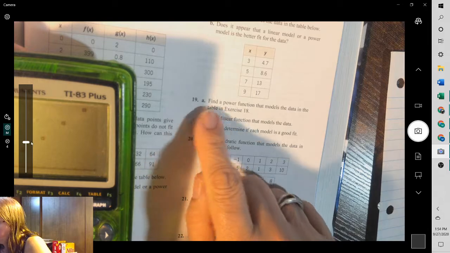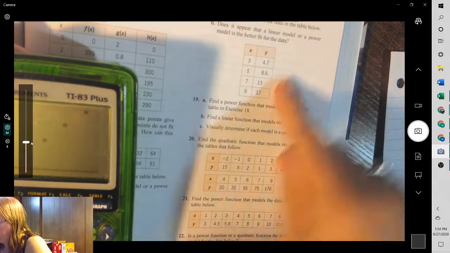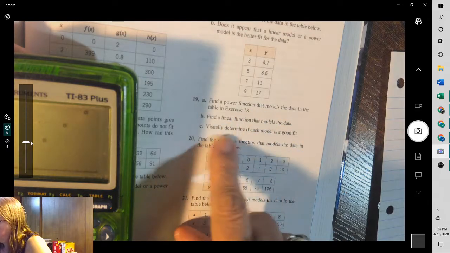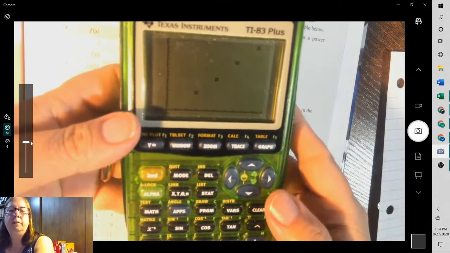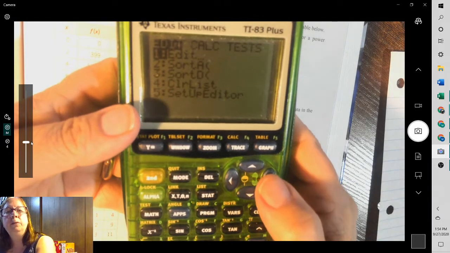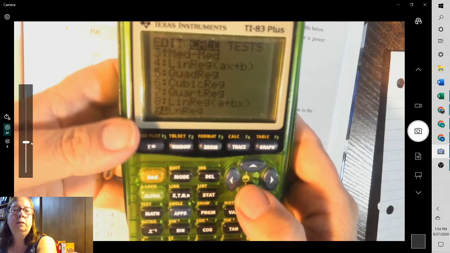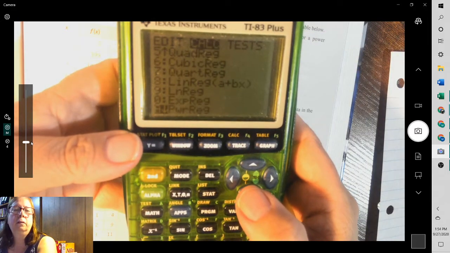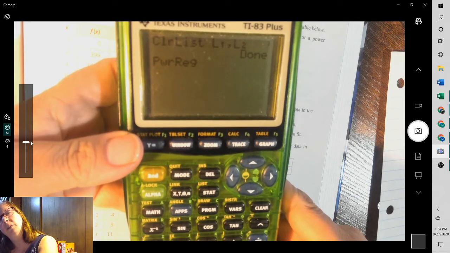So it says, does it appear to have a linear model or a power model? Find a power model function. Find a linear function. Okay. So it said to find the power function first. Hit stat. Go to calc. Go down to power. Right there and hit enter. Hit enter one more time to solve it.